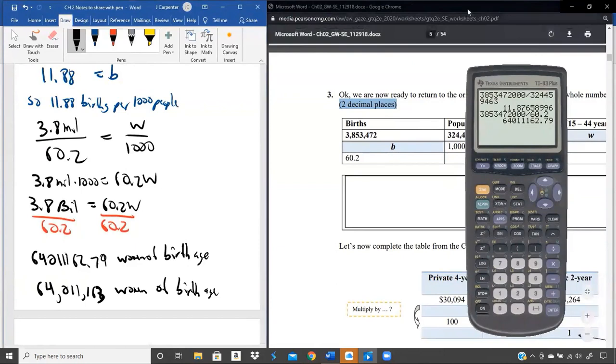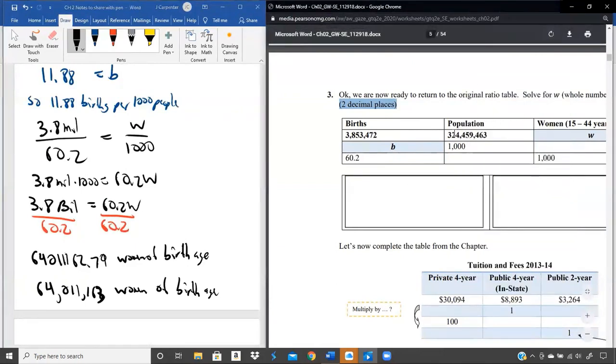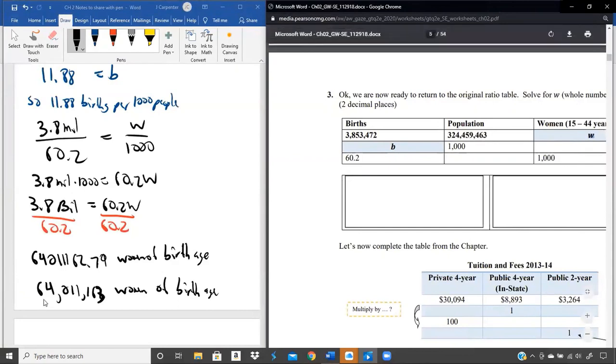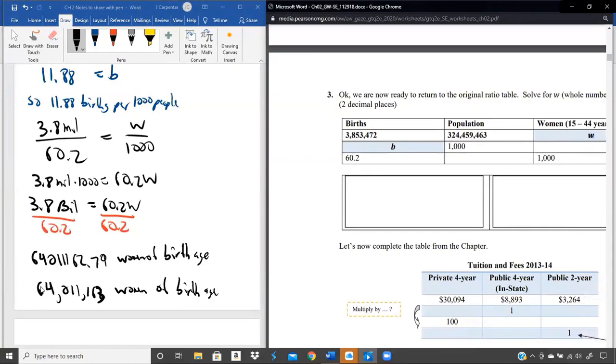Remember, you're supposed to be doing these and then asking yourself if it makes sense. Well, if the population is 324 million, does it make sense there's about 64 million women of birthing age? Well, about half the population is women, so half of 320 million is about 160 million. And there are women younger than 15. And the biggest portion of the population is the people under 21. So there's a lot of women under 15, girls, whatever you want to call them. I don't care about labels. And then there's a decent amount of women over 44 as well. So I'd say this is a pretty good ballpark answer.